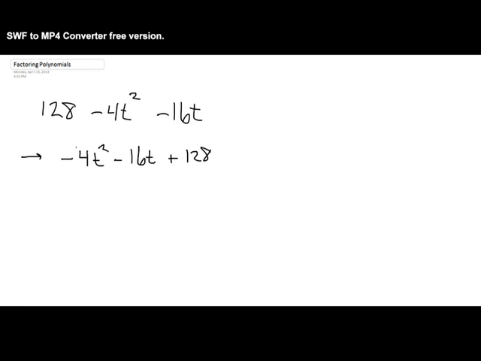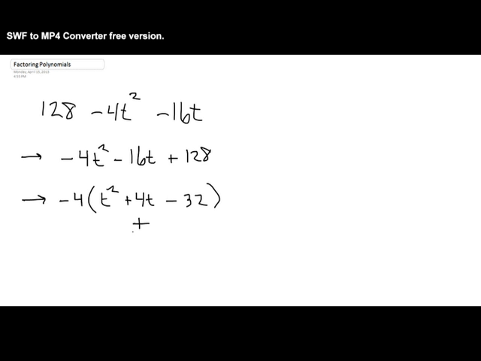So notice that because we don't have a coefficient of 1 in front of our t squared, we can also do some factoring. So what I can do is factor out negative 4 from this whole thing. So try that out, pause the video, and let's see what you get. If we factor out negative 4, I'll get negative 4 onto t squared plus 4t minus 32.